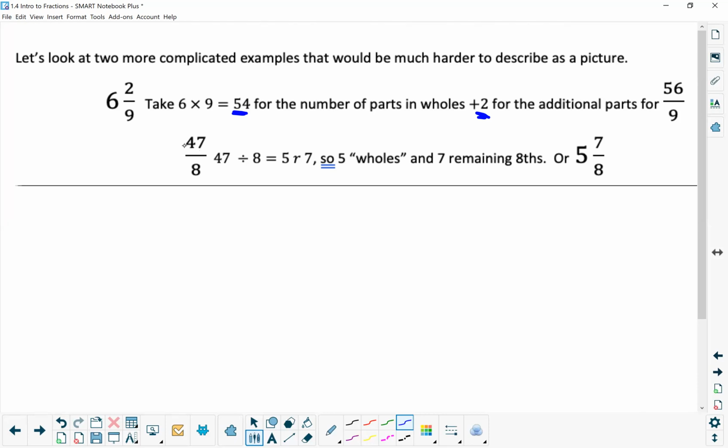Likewise, we could take an improper fraction, 47 over 8, and divide. 47 divided by 8, remember that's 8 into 47. Goes 5 times. 5 times 8 is 40. Subtract. We have a remainder of 7. So again, our whole number part 5 and 7/8.